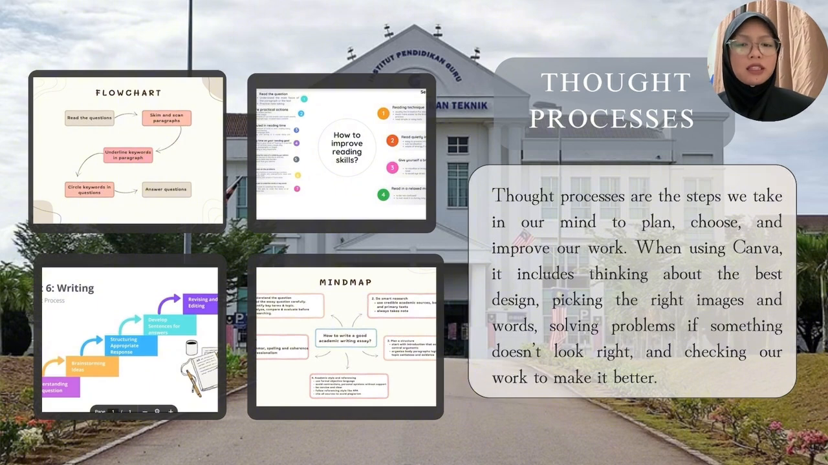Then I think about which design, images, and words will fit my message best. And if something doesn't look right, I will try to fix it or try a new idea. And finally, I check my work again to make sure everything looks good and makes sense. All these steps show how I think and solve problems while designing creatively.